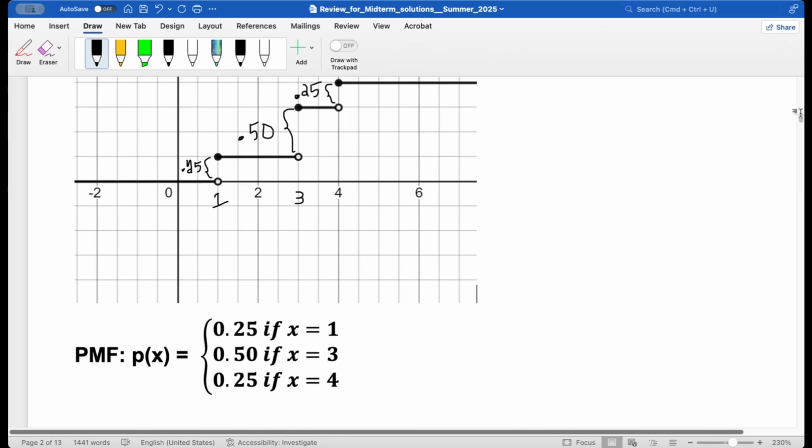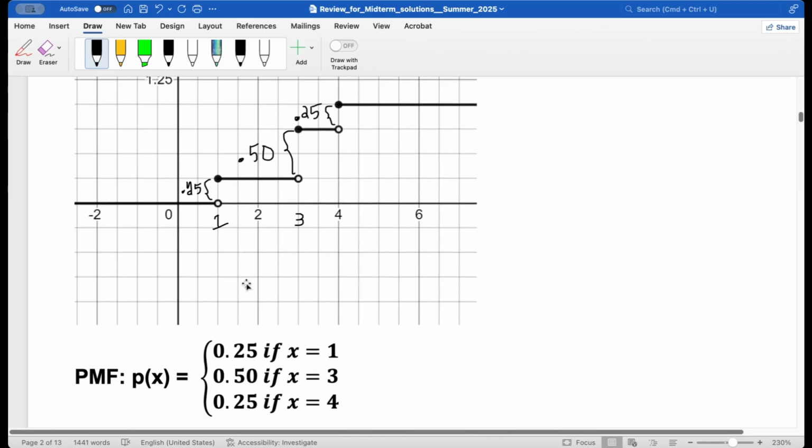So this is recovering the PMF. So what are the values here? We have a jump at 1, and it jumped by 1 box, which was 0.25. At 3, we had a jump of 2 boxes, which was 0.50. And then at 4, we had a jump of 1 box, 0.25, for a total of 1 whole.